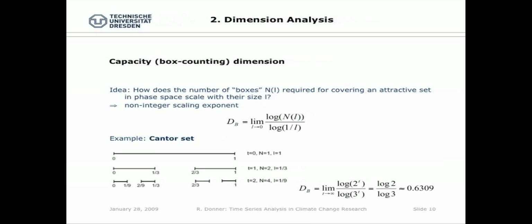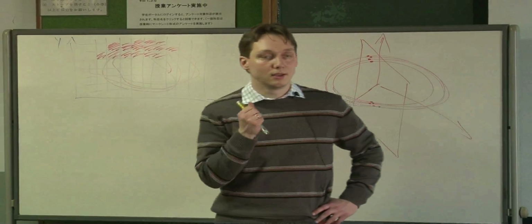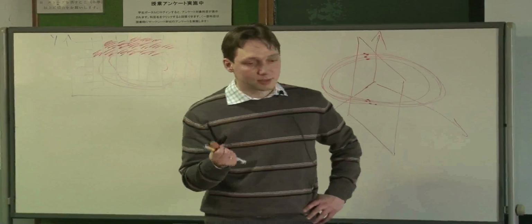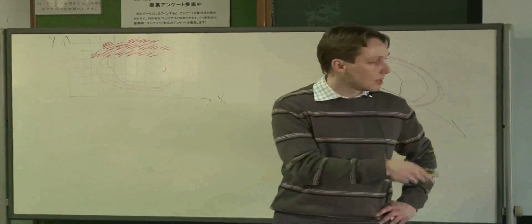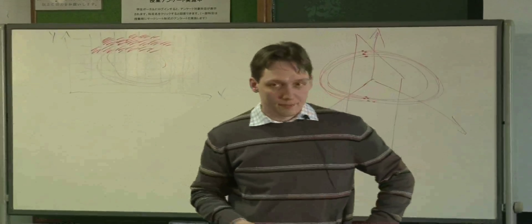So the numerator then reads logarithm of 2 to the t. By simple mathematical calculus, we obtain here a box counting dimension of logarithm of 2 by logarithm of 3, or 0.63 roughly. So this is a non-integer, so to say, fractal dimension of this object.